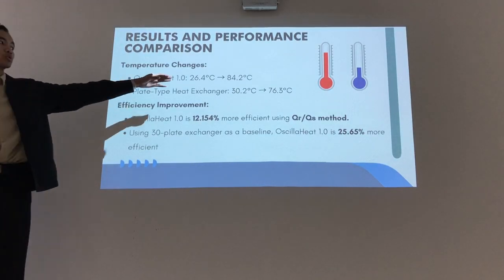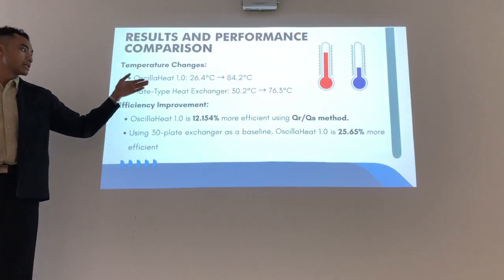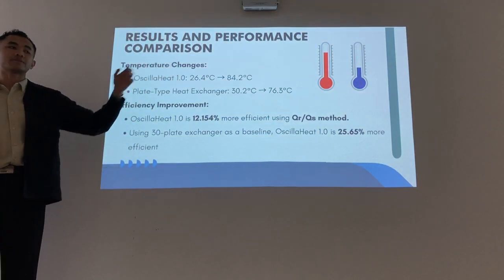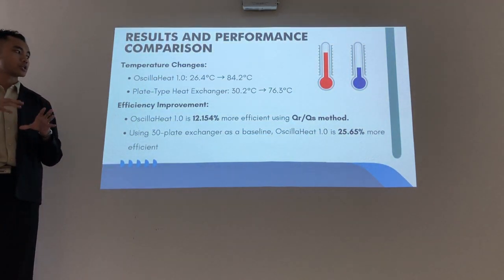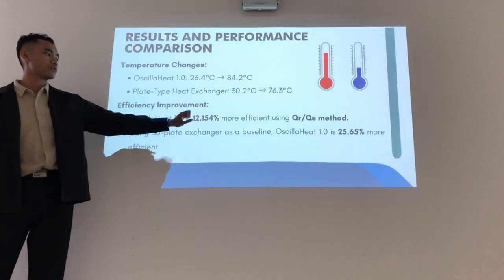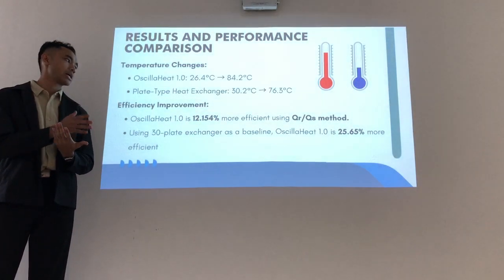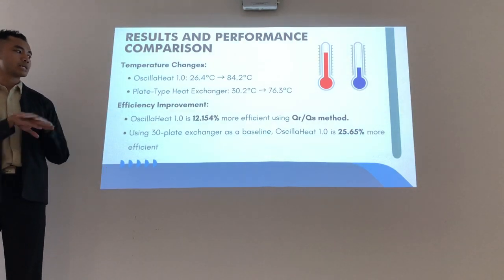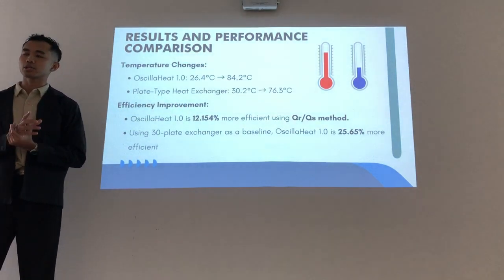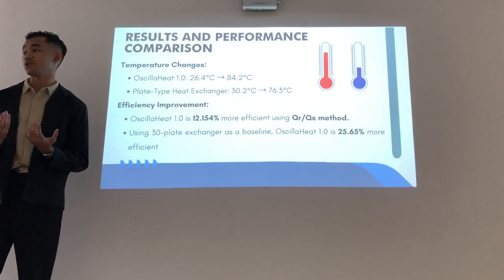The oscillator heat went from 26.4 to 84.2. Then the plate type went from 30.2 to 76.3. When we compare using the QR over QS method, we found that it's 12.154 more efficient than the plate type heat exchanger. But if you use it as a baseline, oscillator heat is actually 25.65 more efficient.